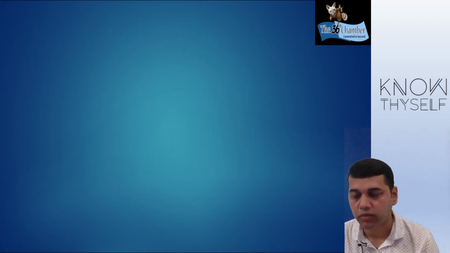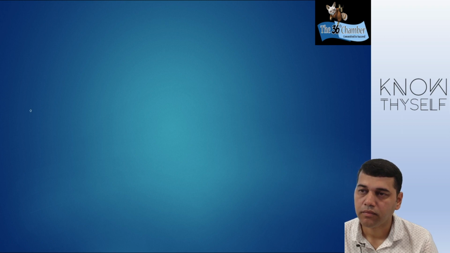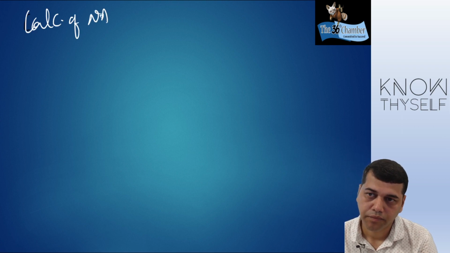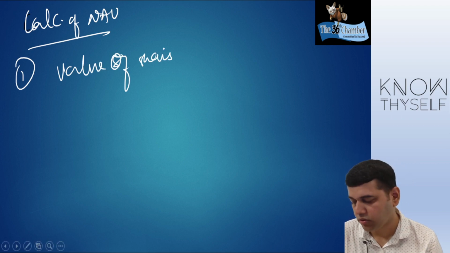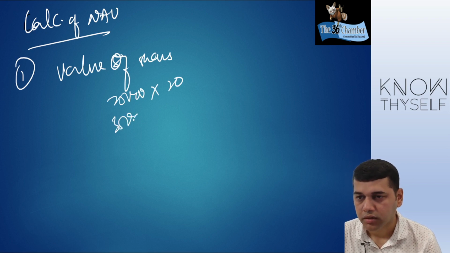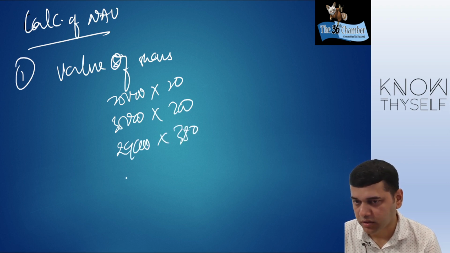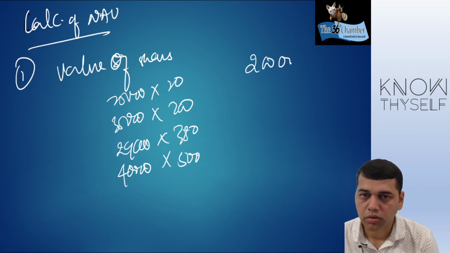Okay, so now you can do, what is the first thing, how to calculate NAV? You write the heading, calculation of NAV. One, value of shares. What is the value of shares? 25,000 into 20, 35,000 into 300, 29,000 into 380. This is the total value mark to market at the end of the day. This is your value, right? So total it comes to 2 crores.